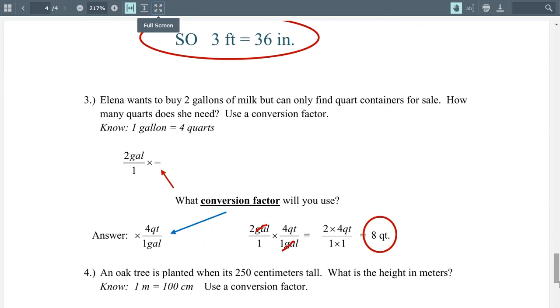Now, go ahead and try number 4. An oak tree is planted when it's 250 centimeters tall. What is the height in meters? Know that 1 meter is 100 centimeters. Use a conversion factor.